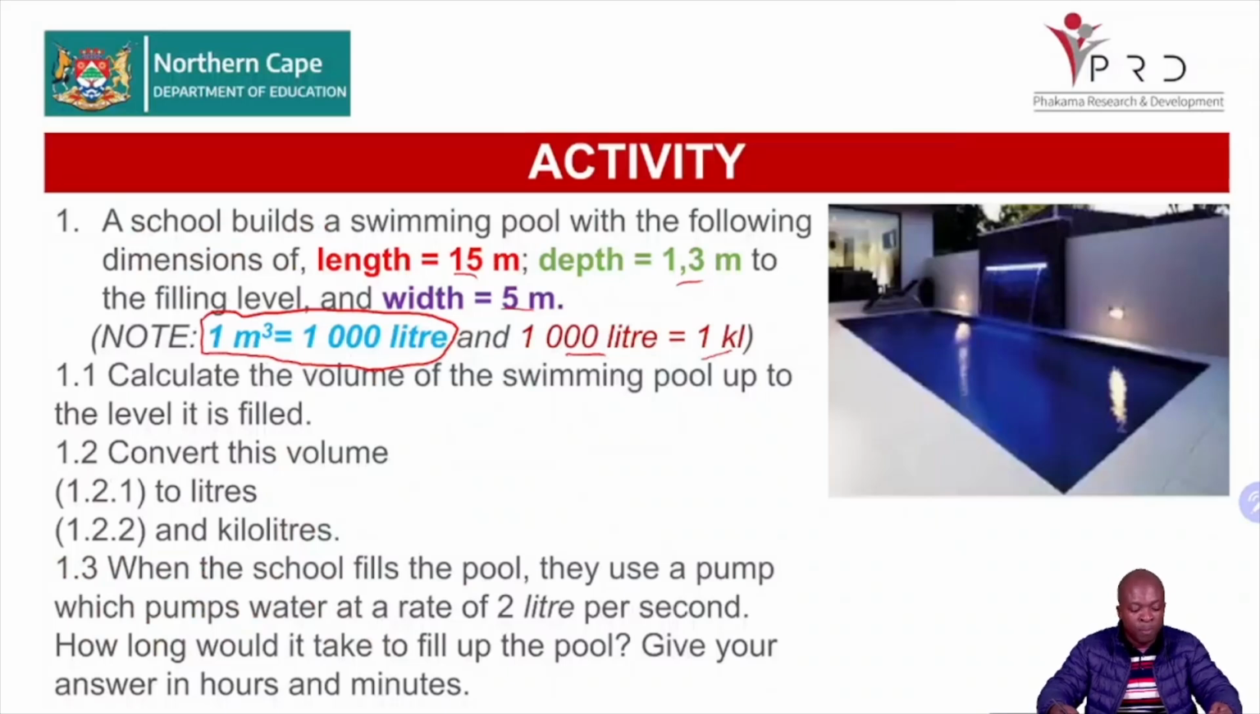So let's look at 1.1. Calculate the volume of the swimming pool up to the level it is filled. 1.2. Convert this volume, that's the answer that you got, 1.2.1 to liters, 1.2.2 to kiloliters. So you are working, but you see the examiner is trying to see if you understand how to do conversion. 1.3. When the school fills the pool, they use a pump which pumps water at a rate of 2 liters per second. How long will it take to fill up the pool? Give your answer in hours and minutes.